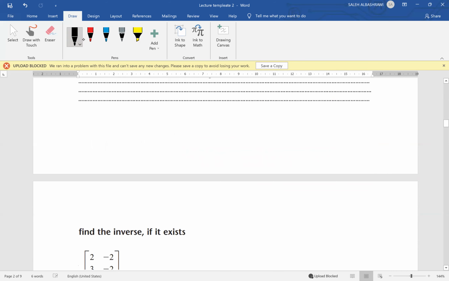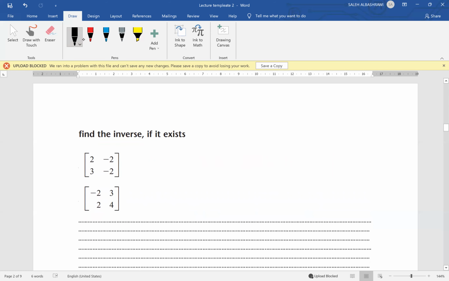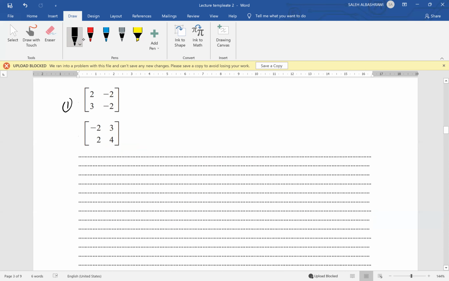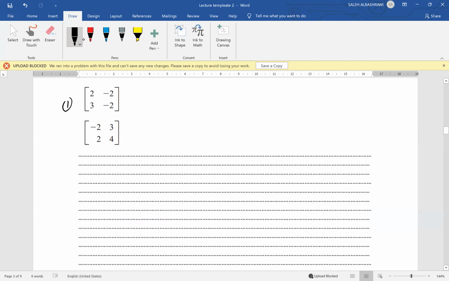For example, suppose that we are given these matrices. The first one is 2, minus 2, 3, and minus 2. I need to find the inverse if it exists. So in the first step, I will find the determinant of the given matrix A: 2, minus 2, 3, and minus 2.